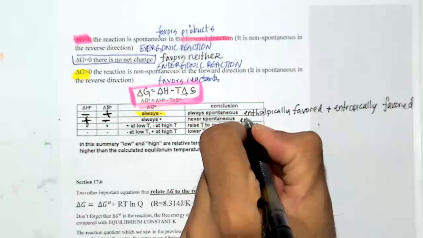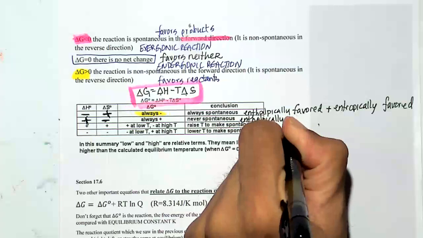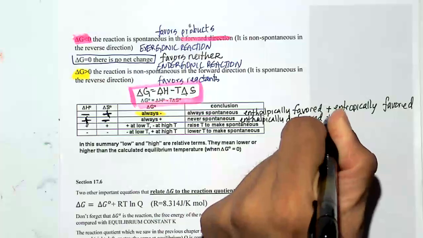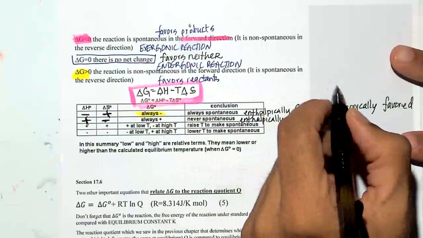So I'm going to write here enthalpically disfavored, plus entropically disfavored.